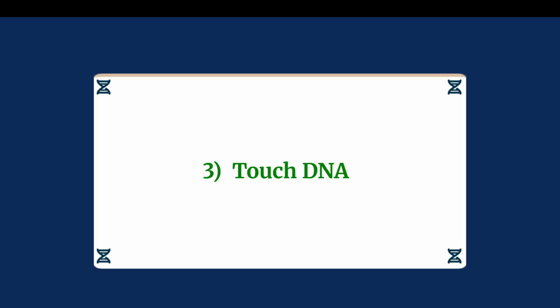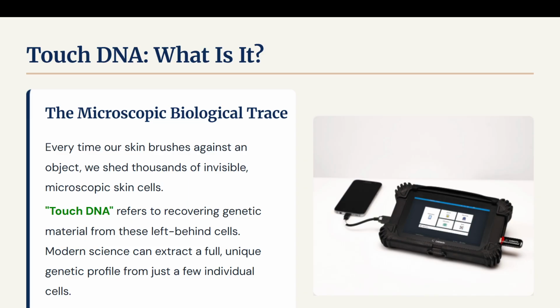Now let's leave the visible world behind and zoom all the way down to the molecular level for our third pillar, touch DNA. Touch DNA targets the invisible skin cells that we naturally shed every single day just by interacting with our environment. Every time our skin brushes against an object, we leave behind thousands of these invisible cellular traces.